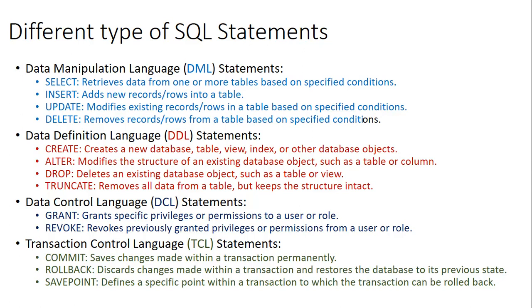Commit helps us to save the changes that are being made permanently. That is what commit helps us to do. Rollback reverts back to the previous state before some kind of save is happening. That is what rollback does. It reverts back to the previous state.